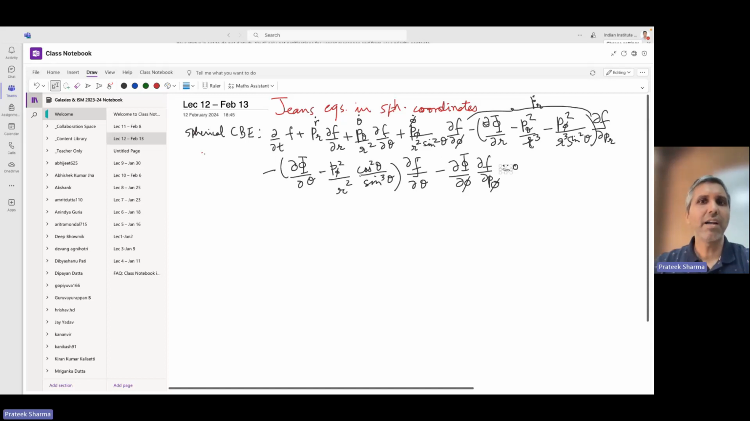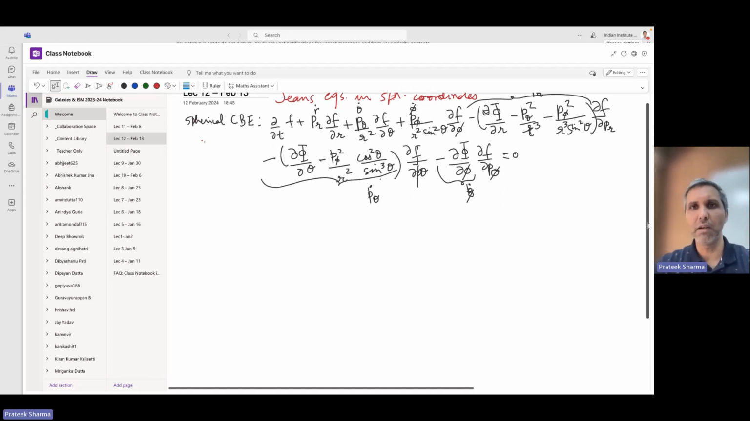Similarly, here there are terms like those. So this is nothing but, sorry, this is not p theta. This is p theta dot. This whole thing with minus sign is p theta dot. Similarly, this whole thing is p phi dot, right? So the total Lagrangian derivative of f using these coordinates is 0. Okay, now this is the collisionless Boltzmann equation.